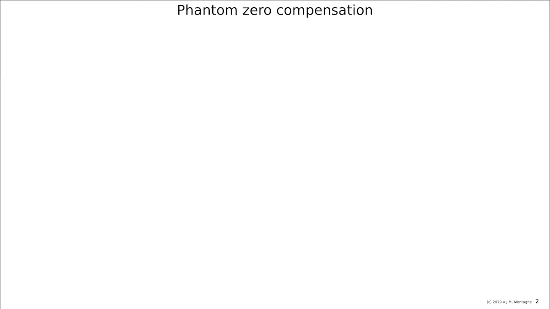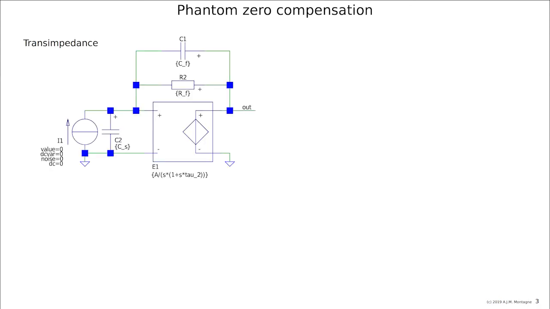So first, let's go back to the phantom zero compensation, because that is the basics from which we are departing in this lecture. Here I made an example of a transimpedance amplifier with a capacitive current source, resistive feedback, and no load, because the controller is modeled as an ideal voltage controlled voltage source. So it's no use of putting any load there. It wouldn't affect anything.